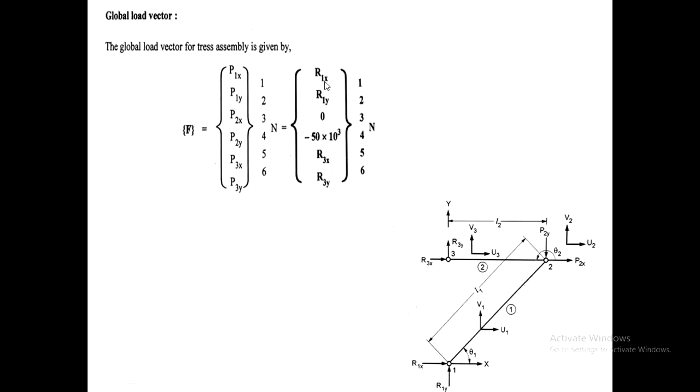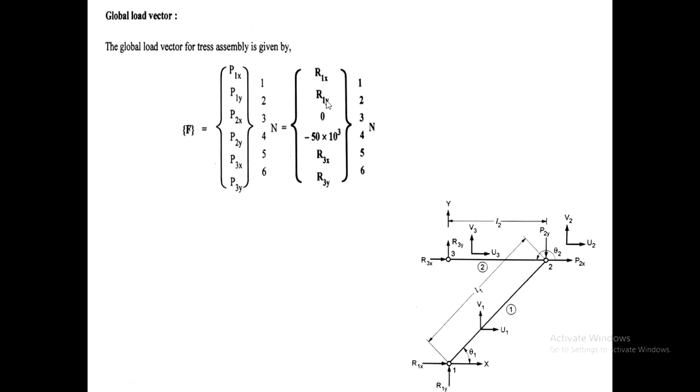R1x, R1y, that is reaction at node 1 in X and Y. Similarly in second node and third node. So there are reactions at node 1 and node 3, and minus 50 into 10 raised to the power 3, that is minus 50 kilonewton applied in vertical downward direction. So this is P2Y, and P2X is equal to 0. So this is our load vector.